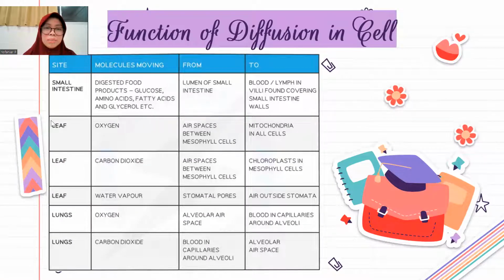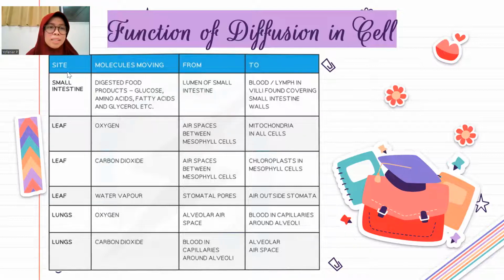These are other examples of the function of diffusion in cells. So you can take a look at this. The previous one was only a few, but here there are more. Basically, it's the same concept. Yeah, we can apply the same concept, as long as you understand the movement of the particles in diffusion, remember always from the high concentration to the low concentration. Okay, so this is the site where the diffusion happens.